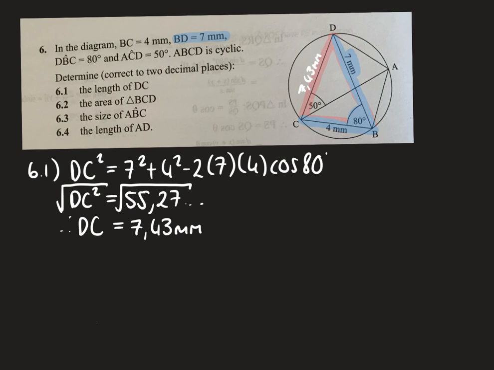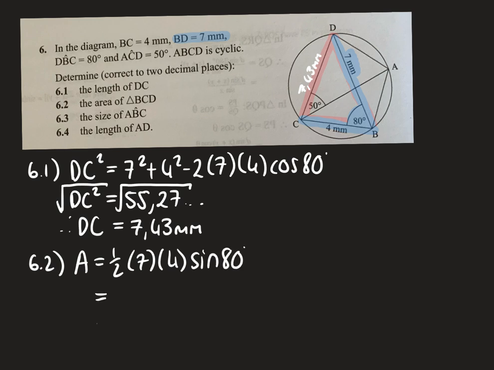Okay, well, that's also the V shape, isn't it? So we already got the scenario going, guys. So we can say area equals a half times 7 times 4 times sine of 80. And we can put that into our calculator, and we're going to get 13,79 millimeters squared. Okay, great.